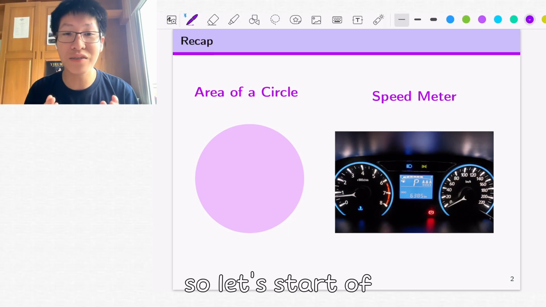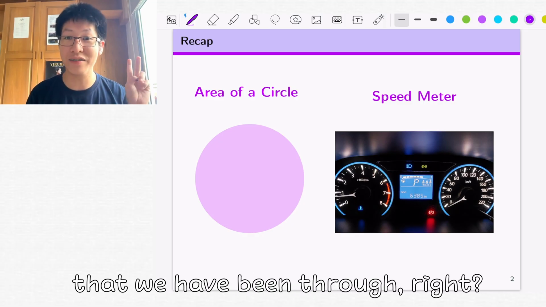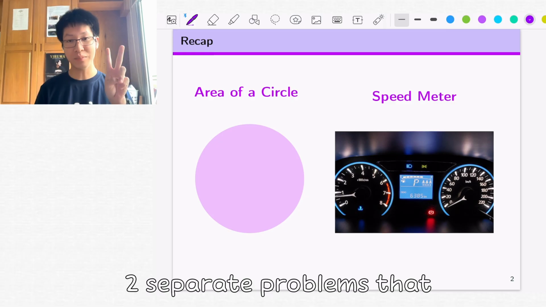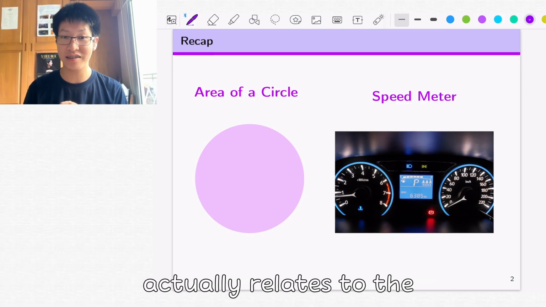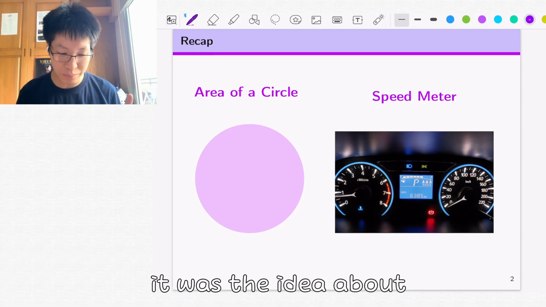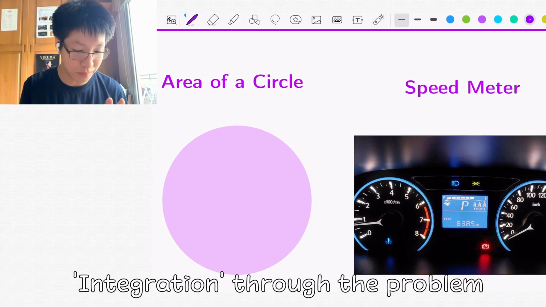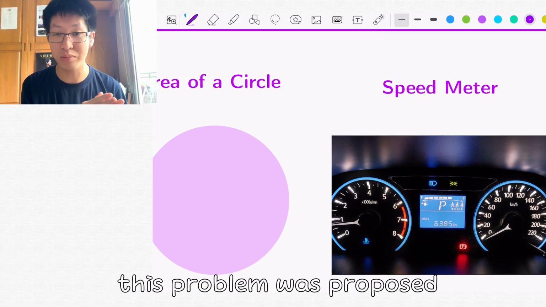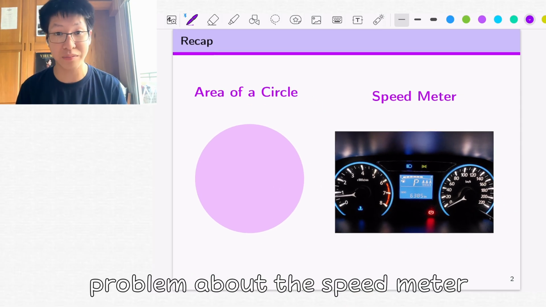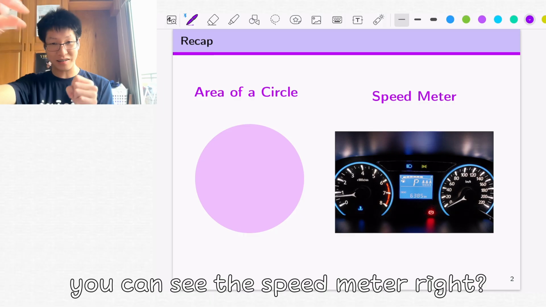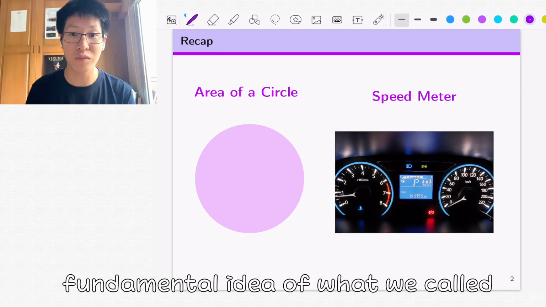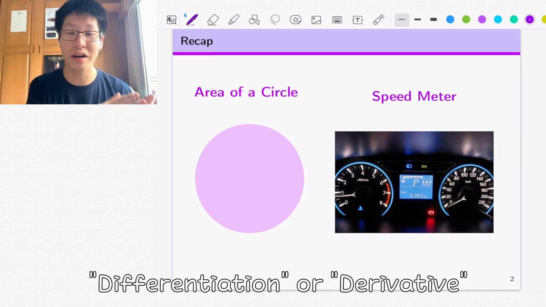Okay, so let's start off with a recap of the first two episodes that we have been through. For the first episode, we actually looked into two separate problems that relate to the two fundamental ideas in calculus. The first idea was integration, through the problem about the area of a circle. This problem was proposed by the Greeks. And the second was the problem about the speed meter, which is like when you drive a car, you can see the speed meter, right? This actually leads to the fundamental idea of what we call differentiation or derivative.